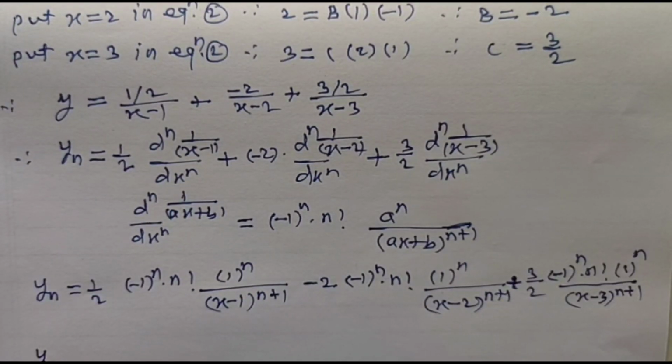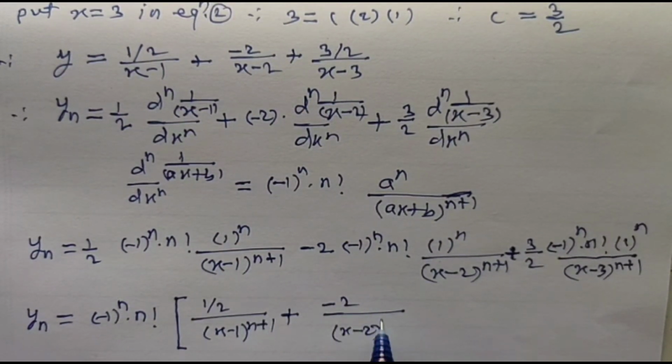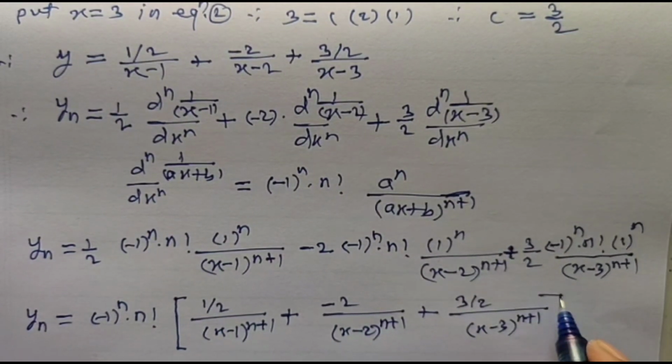Hence yn is equal to minus 1 to the power n factorial taken common into bracket, 1 upon 2 x minus 1 to the power n plus 1, plus minus 2 divided by x minus 2 to the power n plus 1, plus 3 by 2 divided by x minus 3 to the power n plus 1. This is the answer.